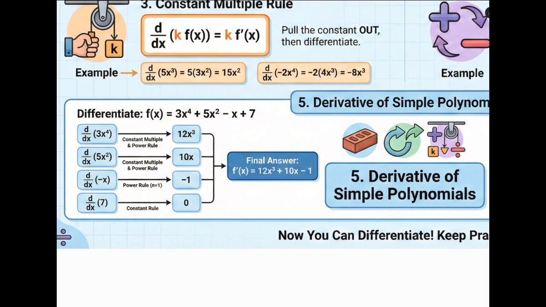Let's say we want to solve 3x to the power of 4 plus 5x to the power of 2 minus x plus 7. So 3x to the power of 4 becomes 12x to the power of 3, and then 5x to the power of 2 becomes 10x, and then we have negative x, which becomes negative 1, and then 7, which is a constant, becomes 0. Just put them all back in, so you will get this final answer.